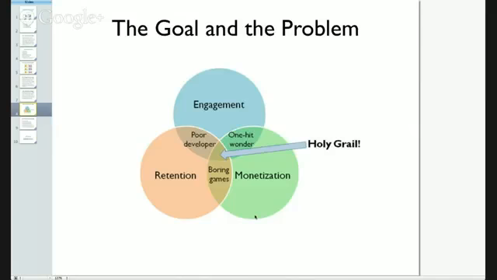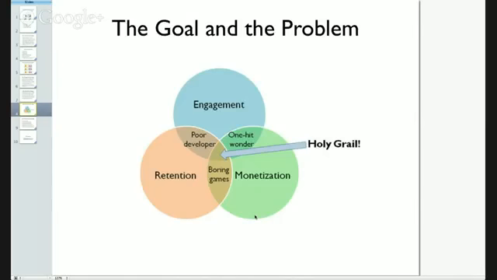So what you really want is that sweet spot of all three, and it's not enough to have just one. This is the hard thing about mobile games. In the old days, or if you were just an indie, you could have great engagement and you were happy because it's just a hobby. You don't care if you're making any money.